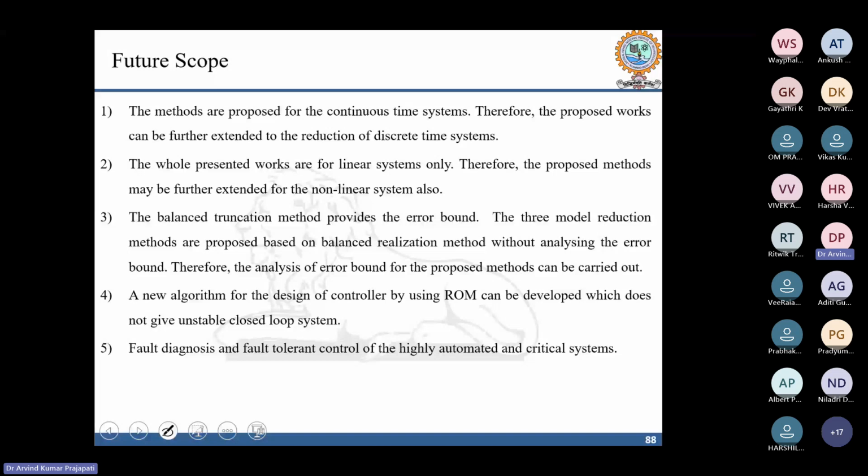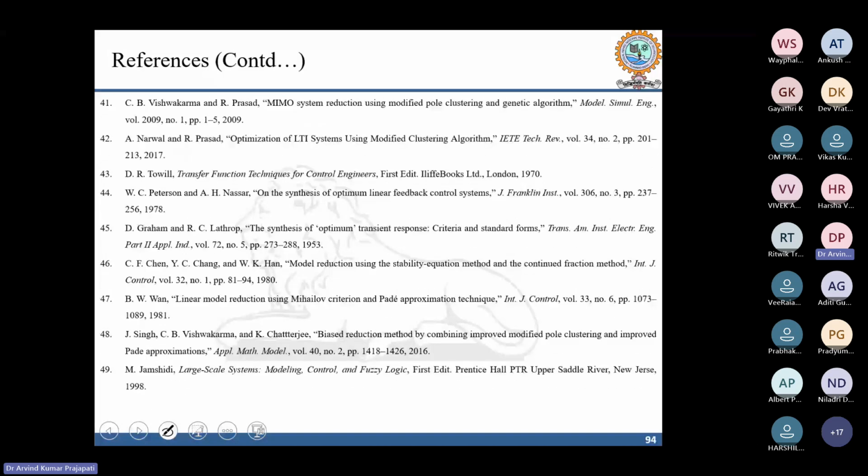We can also use this model order reduction technique not only for controller design, but also for fault diagnosis and fault tolerant control for highly automated and critical systems, in which some components are less important, so we can ignore them, use the concept of model order reduction, and then make automation of those systems. So these are the references from where I have prepared these slides.